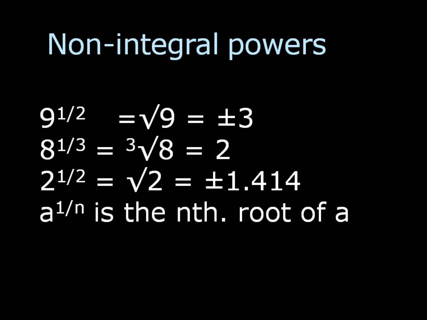More examples of this. 9 to the power of a half will be square root of 9, so that would be plus or minus 3. 8 to the power of a third, well, if we multiply 3 of those together, we'd end up with 8. So 8 to the power of a third is the cube root of 8, which is 2. 2 to the power of half is the square root of 2, which is not a whole number, it's plus or minus 1.414 approximately. And in general, a to the power of 1 over n is the nth root of a. That's the number we have to multiply together, n of them, and we end up with a.